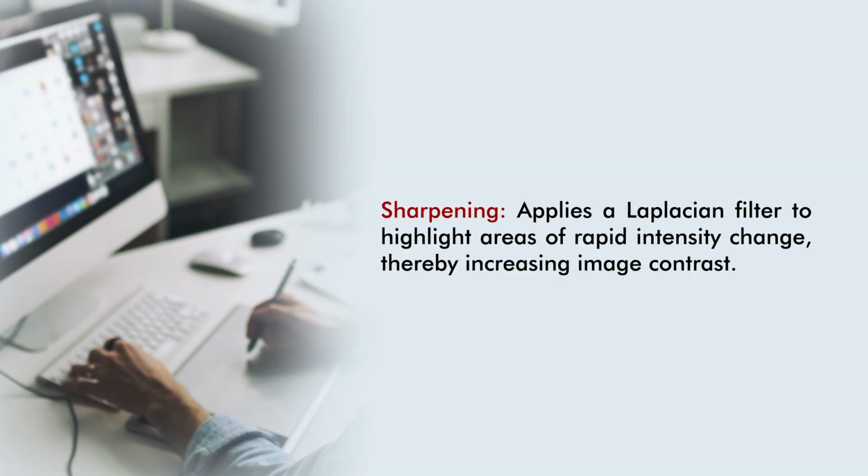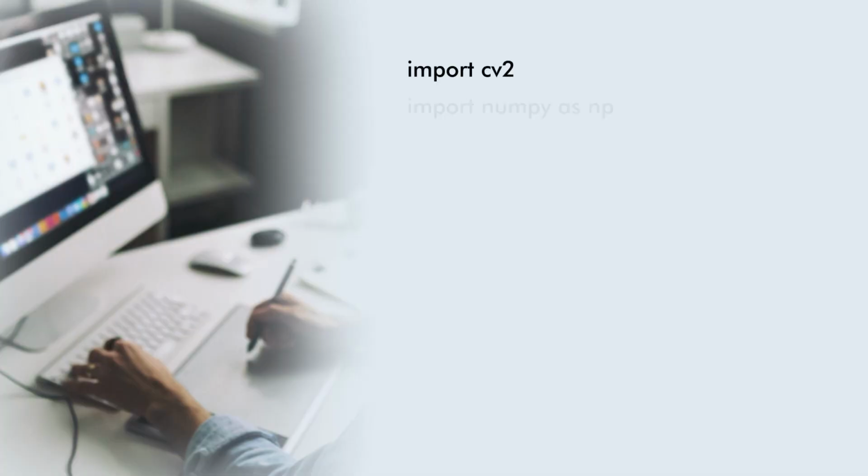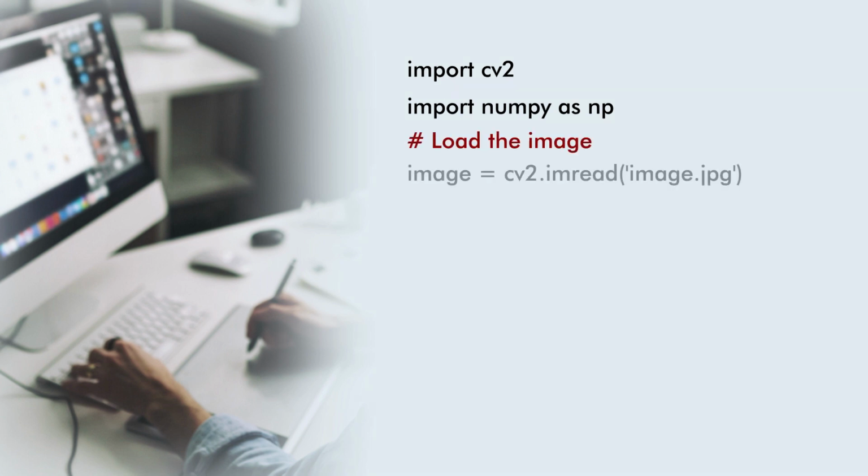Sharpening basically applies a Laplacian filter to highlight areas of rapid intensity change, thereby increasing image contrast. We can understand this using Python code. Here we have Python code, which you can implement on your system and check. For this we have to import the libraries, that is import cv2 and import numpy as np.